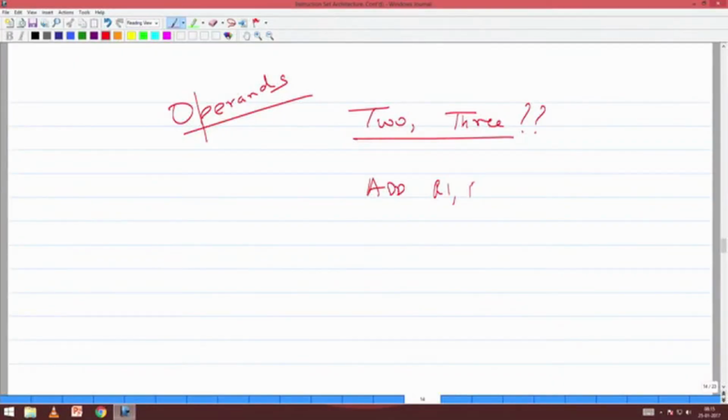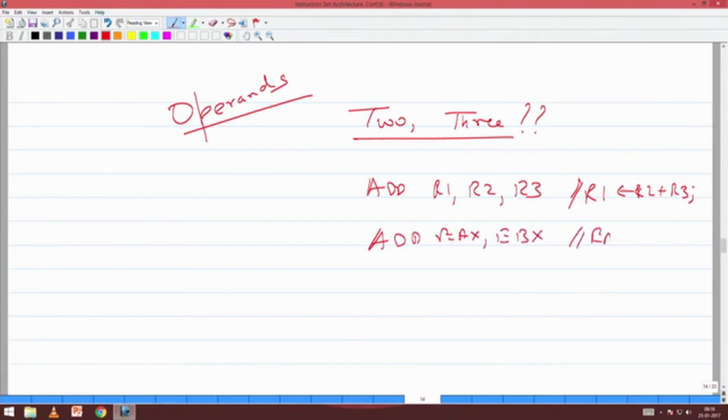Say add R1, R2, R3. This is a 3 operand instruction: R1 is equal to R2 plus R3. But I could also have add EAX, EBX, where EAX is EAX plus EBX. Why should I have this? Why should I have that? What are the pros and cons of a 3 operand versus a 2 operand instruction?